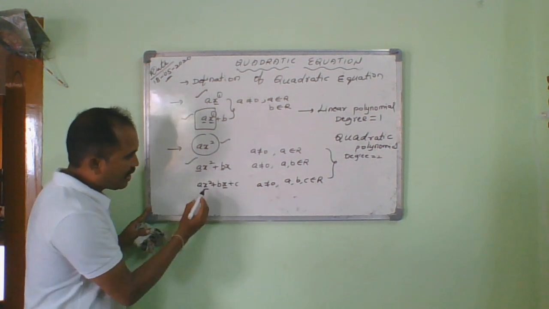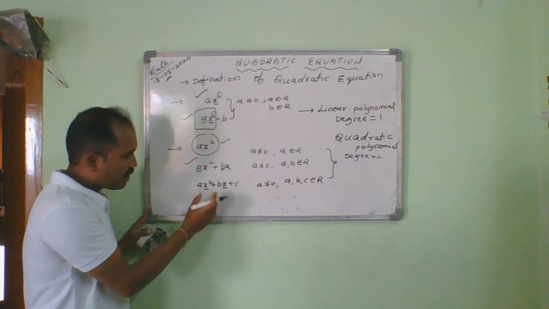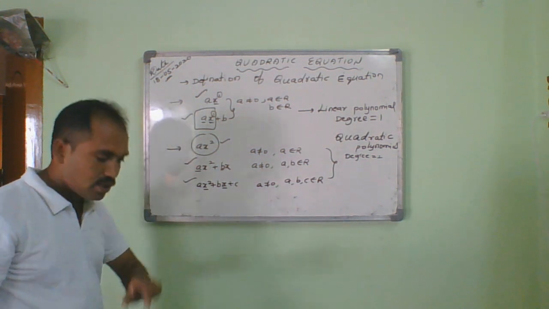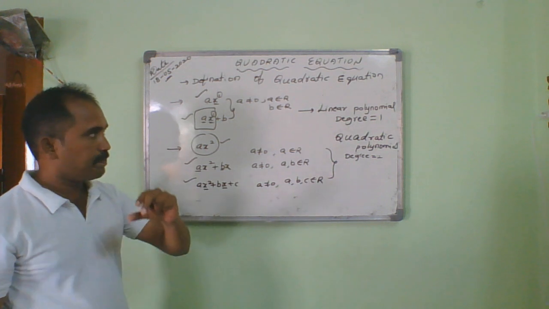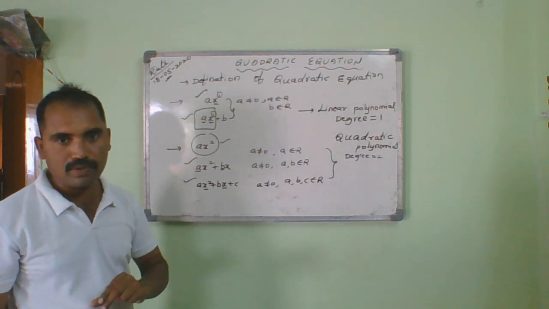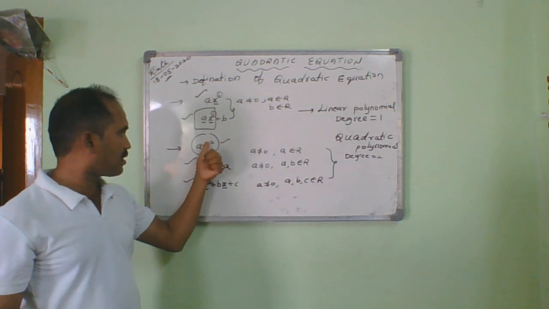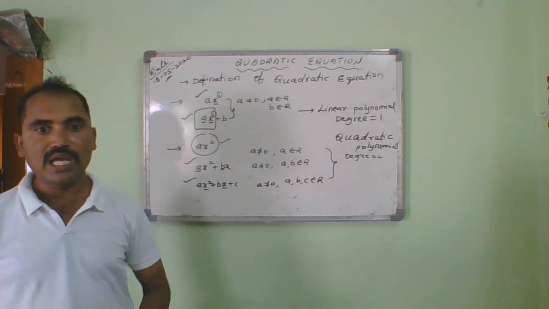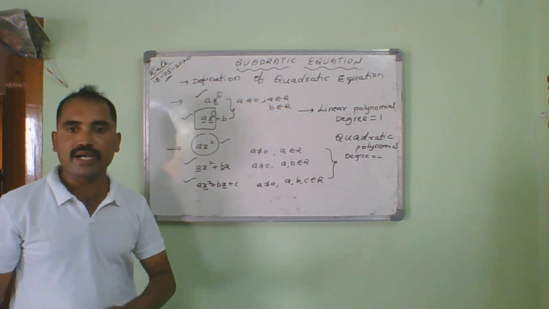This third one also has three terms: 1, 2, 3. Three terms are there. The highest power is equal to 2, so that is also a quadratic polynomial. So basically the type of polynomial depends on the highest power of the variable. If the highest power of the variable is equal to 1, we will call it a linear polynomial. If the highest power of the variable is equal to 2, we will call it a quadratic polynomial. I think everyone understood this concept about the quadratic polynomial.